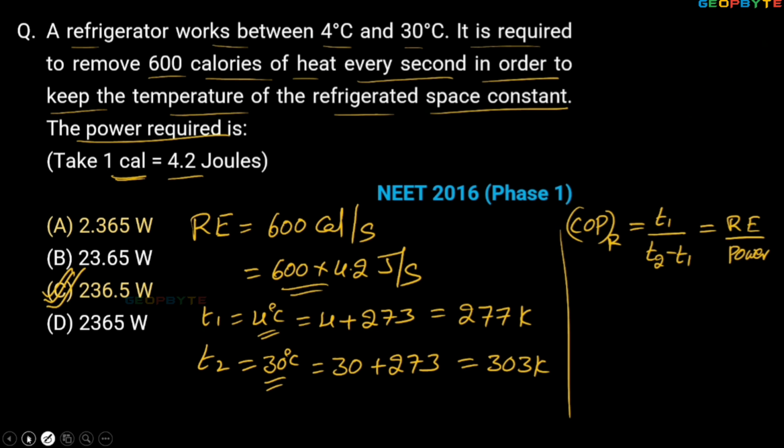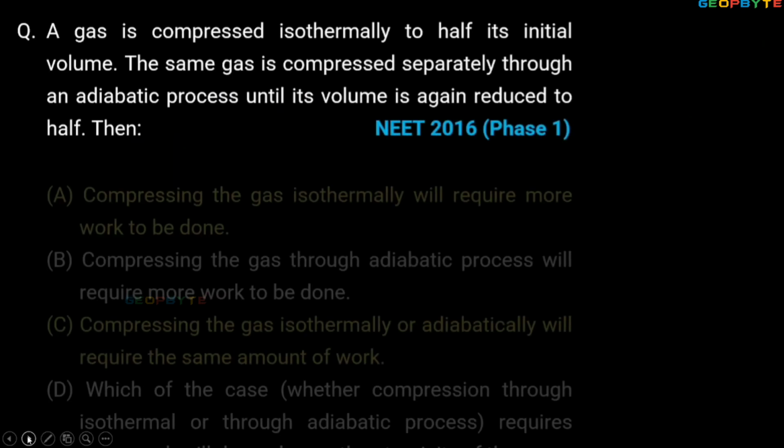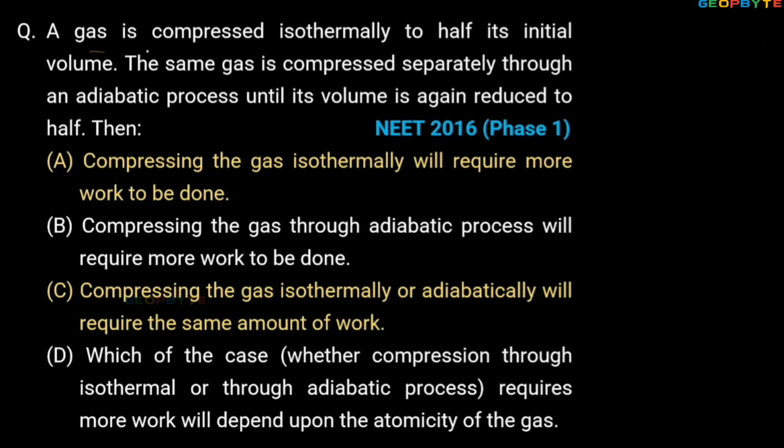Yes. Similarly, look at this problem. It is asking like this: a gas is compressed isothermally to half its initial volume. That means final volume V2 is half of the initial volume, V1 by 2. The same gas is compressed separately through an adiabatic process until its volume is again reduced to half. Then different options are given.